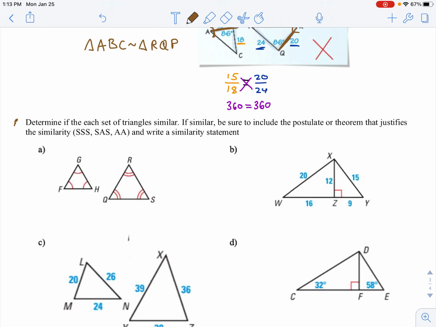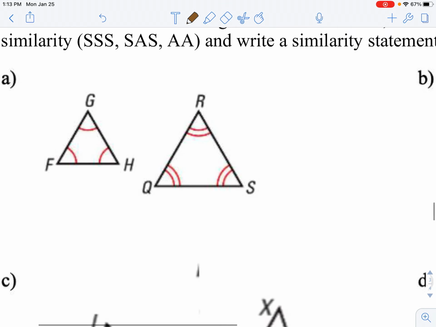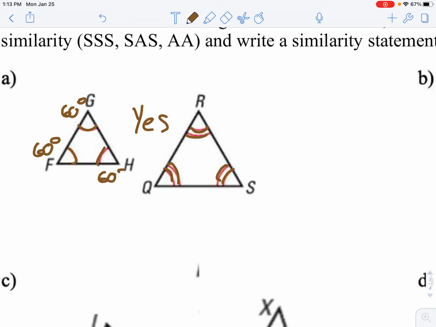All right, determine if each set of triangles is similar. If similar, be sure to include the postulate or theorem that justifies the similarity: side, side, side, side, angle, angle, and write a similarity statement. So this one would be yes. Notice how that has one arc, that has 2 arcs, but these are equilateral or equiangular. These are all 60-degree angles, every single one of them. So yes, they are similar.